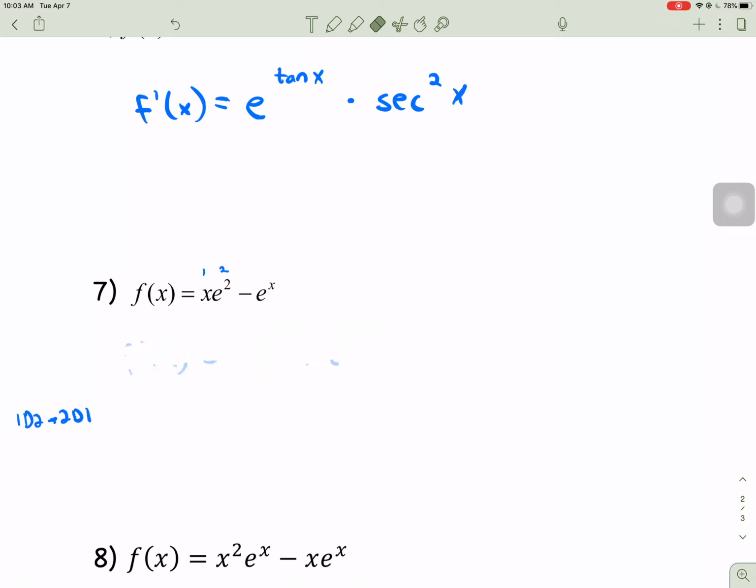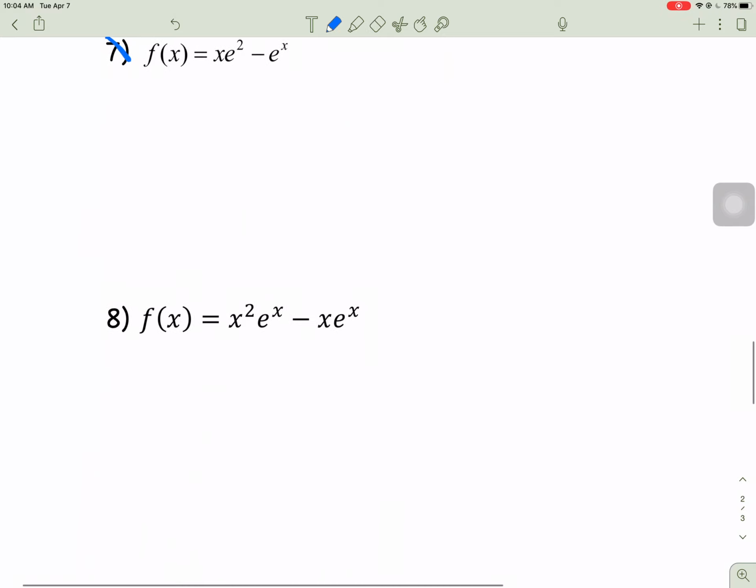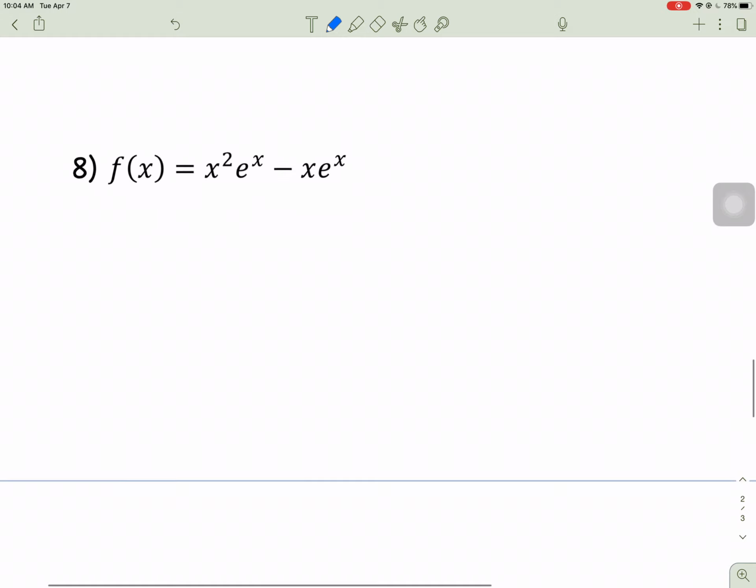Actually, I'm unsure of that. Let's hold off on that one for now. You can skip 7. I'll post it with the key. Go to 8.